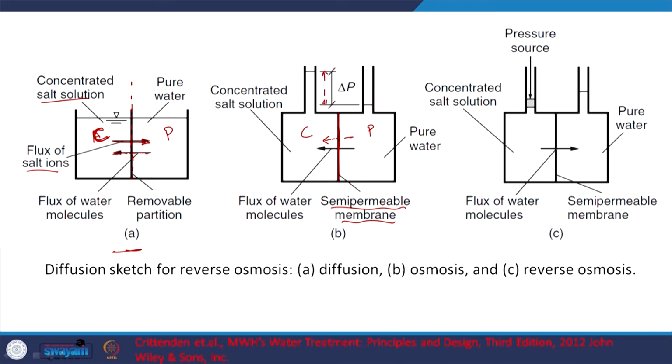But now I do not want that to happen. So, I have to apply this level of pressure, and then I will see to it that water from the concentrated salt solution will move towards the pure water, right. So, now I will have more of the pure water, while I will have lesser of the more concentrated water. So, that is what we are trying to achieve here, right.